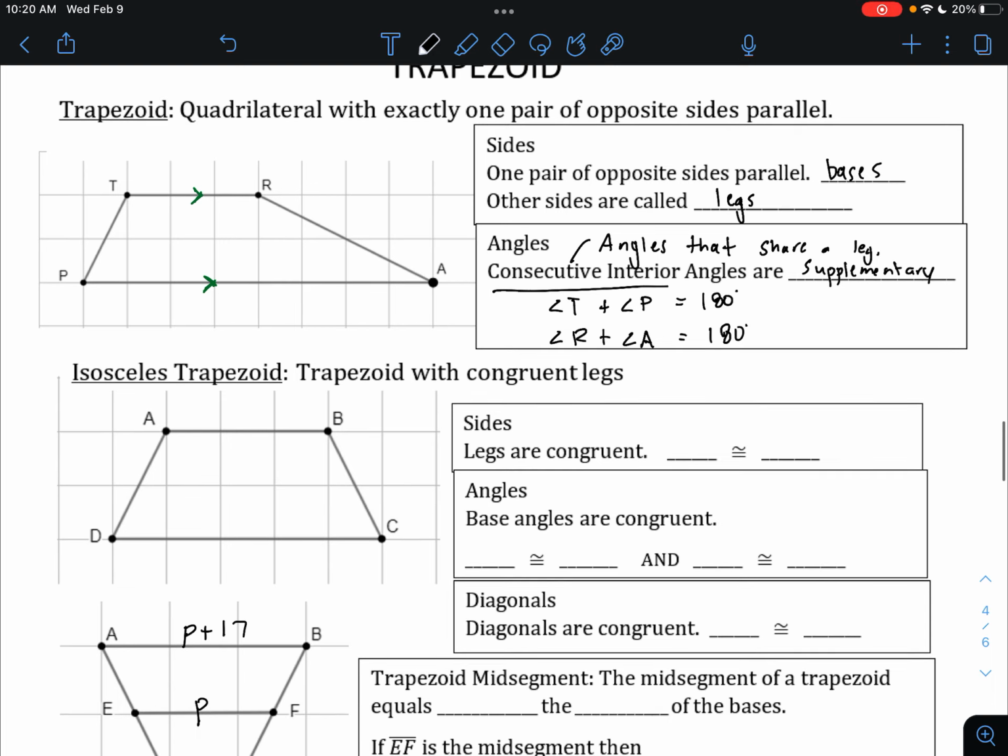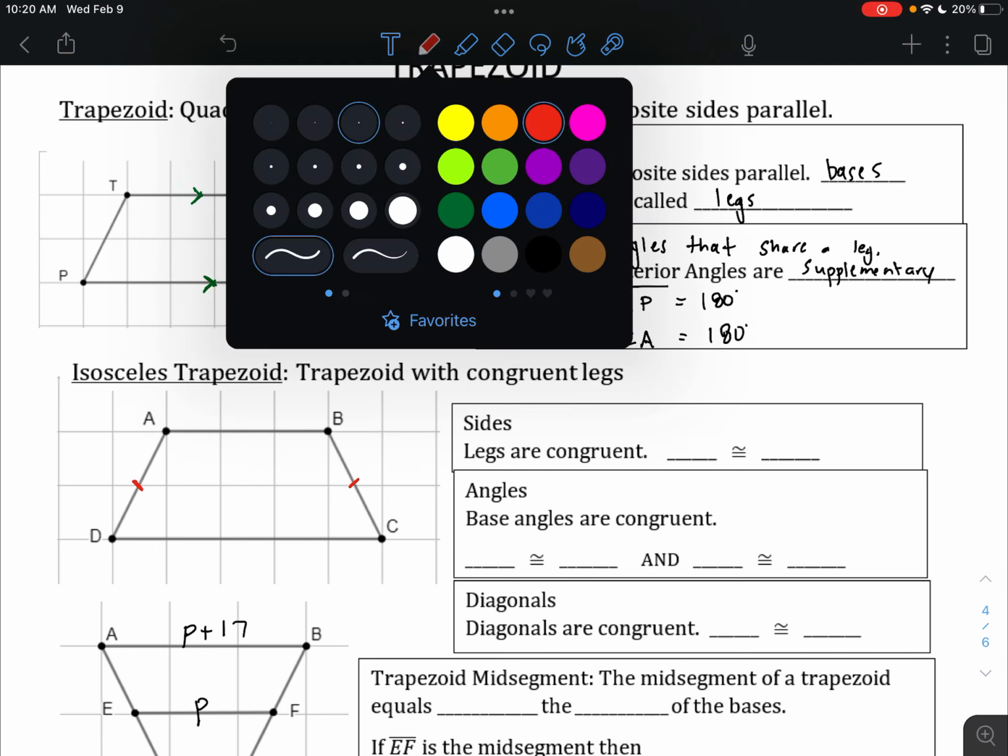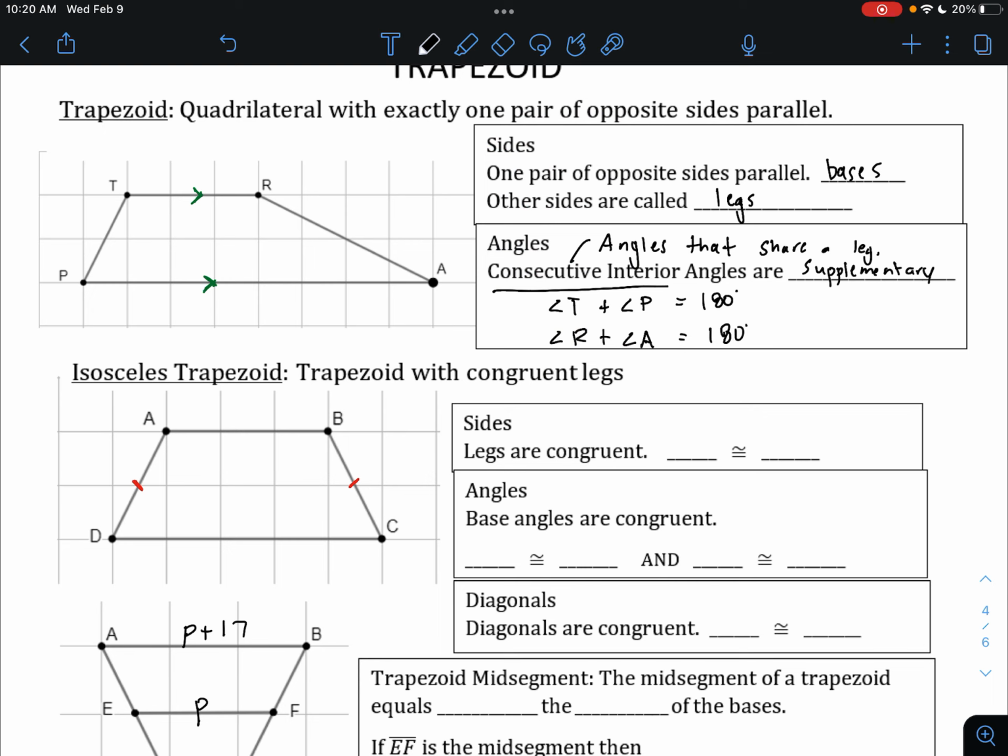What's more important and more practical and useful is isosceles trapezoids, which are trapezoids with two congruent sides. Those sides that are congruent are the legs. So in an isosceles trapezoid, the legs are the two parts that are congruent. We're going to draw that on our diagram: AD and BC are congruent segments, because those are the legs. Those are the sides that are not parallel. So AD and BC are congruent.